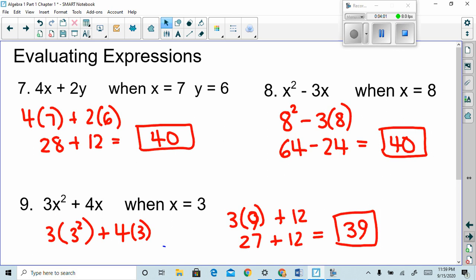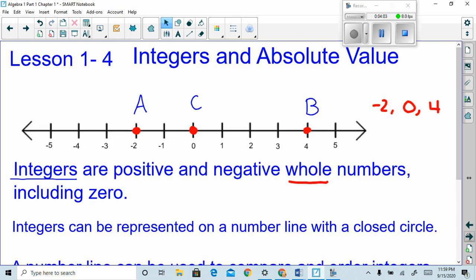We still have another day to practice. On to our new lesson. We're going to talk about integers and absolute value. Well, what exactly is an integer? It's a set of real numbers that are just the whole numbers. It's the positive numbers, their opposites, which are negative, and it includes 0.